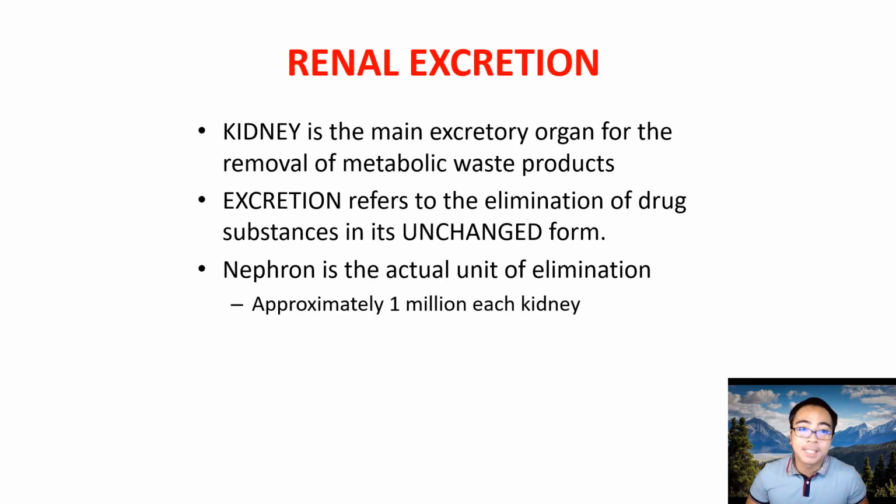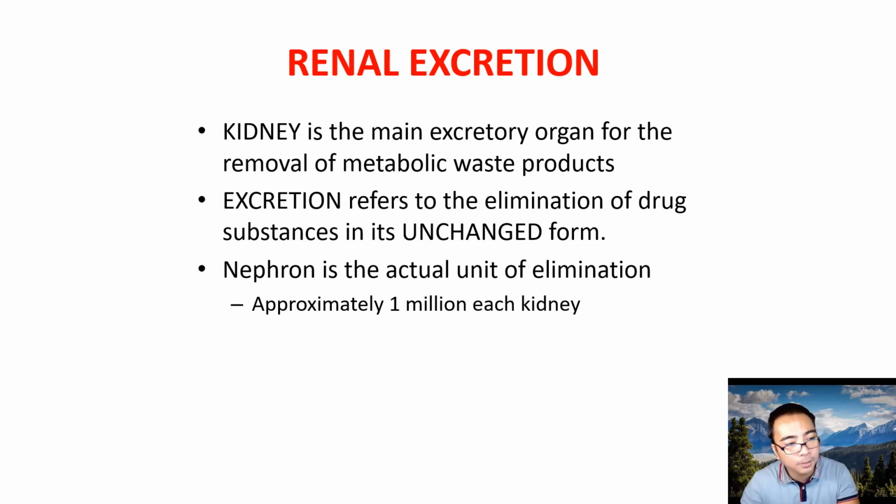Now, what about for excretion, class? The main organ for metabolism, as you all know, is the liver. For excretion, that would be the kidneys. Excretion refers to the elimination of drug substances in its unchanged form. So normally when the drug is unchanged, it can be excreted directly. Pero if it's changed, class, if it's metabolized, then it undergoes what we call elimination, kasi it was changed prior to excretion. So excretion normally happens for drugs in their unchanged form.